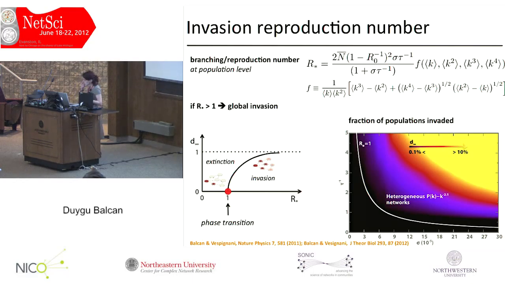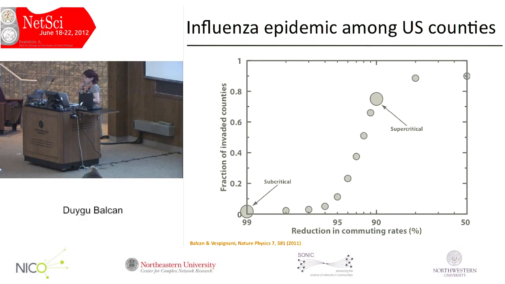And I am going to show you an example which was run on a real data set, the county commuting network in the United States, where we have used the census data for the populations and also the commuting fluxes reported in the census.